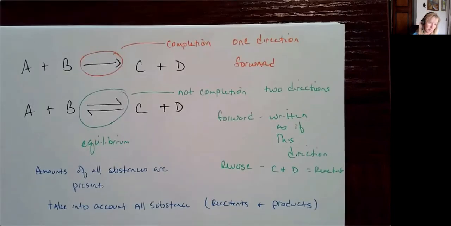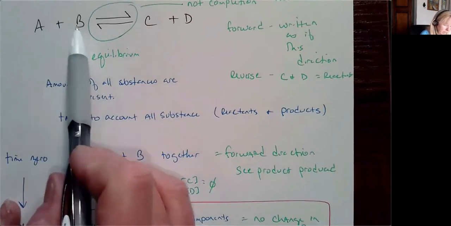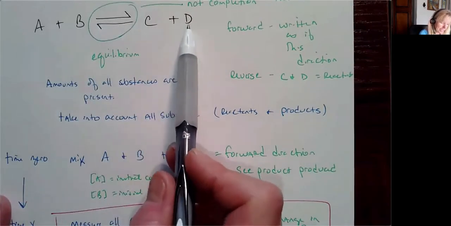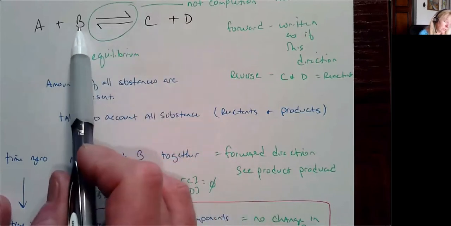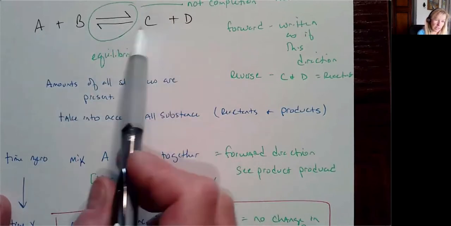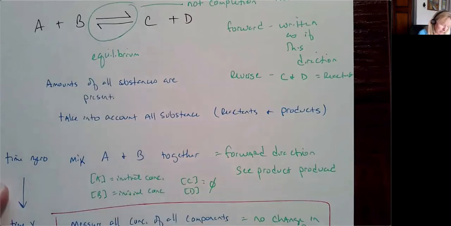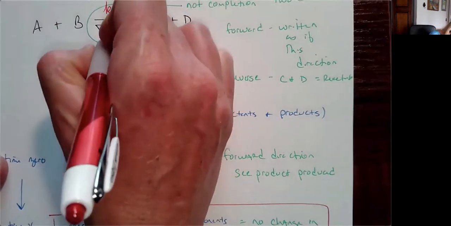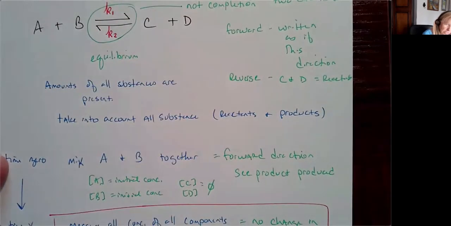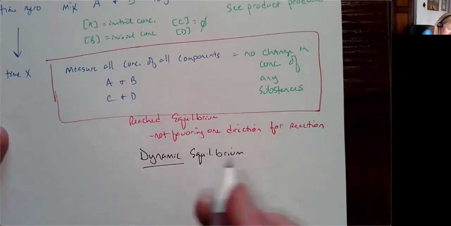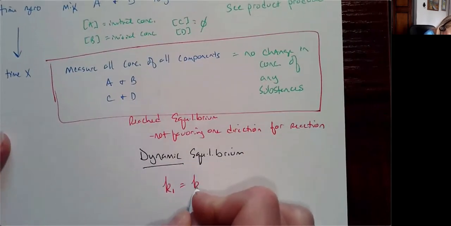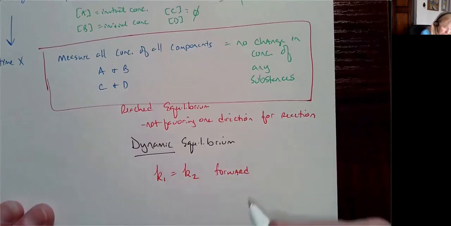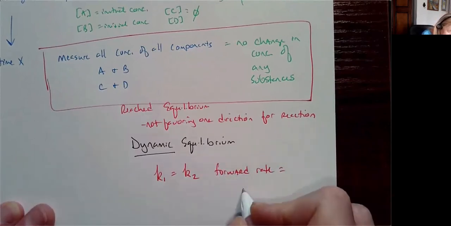So at dynamic equilibrium, A plus B are reacting to go forward to produce C and D, but at the same rate, C and D are going backwards to produce B and A. And so those two rates are the same. So I could say that my forward rate, I'm going to give that little rate constant K1, and my reverse rate, little constant K2, at dynamic equilibrium, K1 equals K2, and so my forward rate, the speed at which that reaction is going forward, is going to equal my reverse rate.